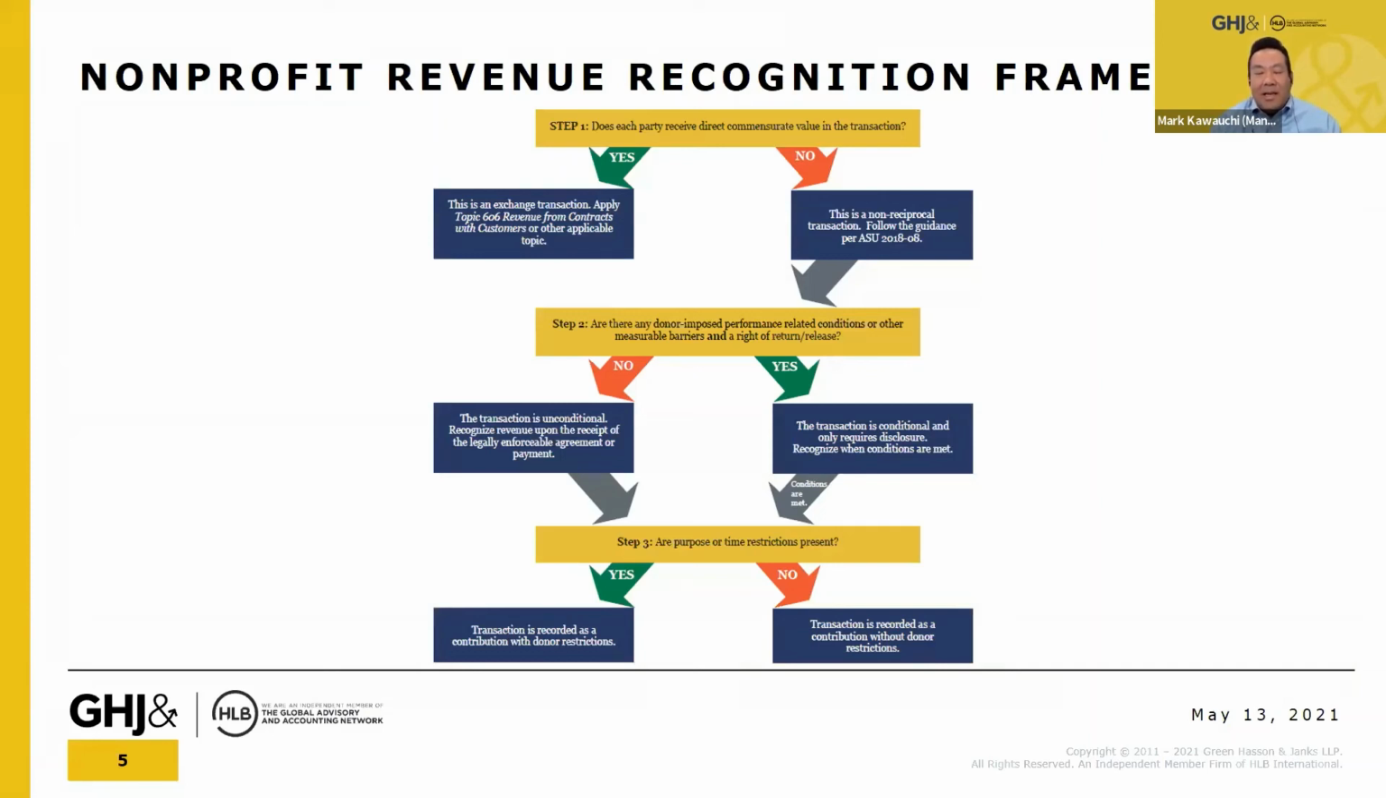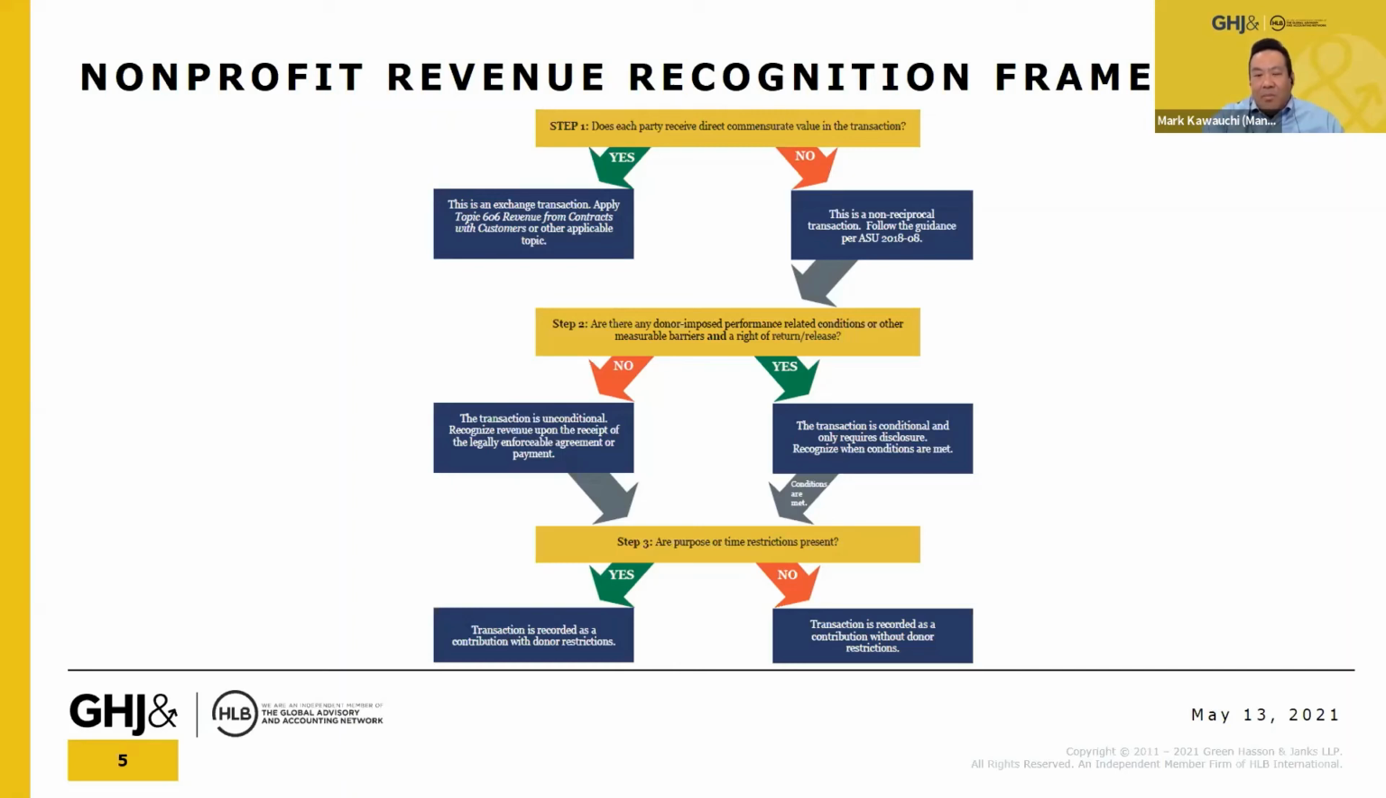And if there is commensurate value from both parties, Topic 606 would be required to be followed. If they didn't, ASU 2018-08 would be followed. And steps 2 and 3 relate to ASU 2018-08. But under Topic 606, there is a 5-step process that's required under this new guidance.